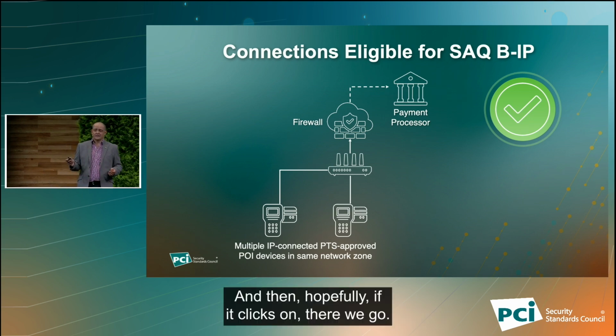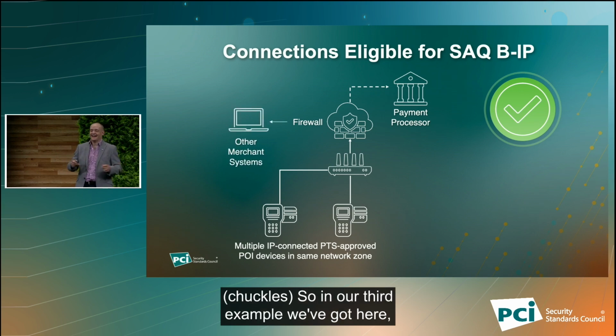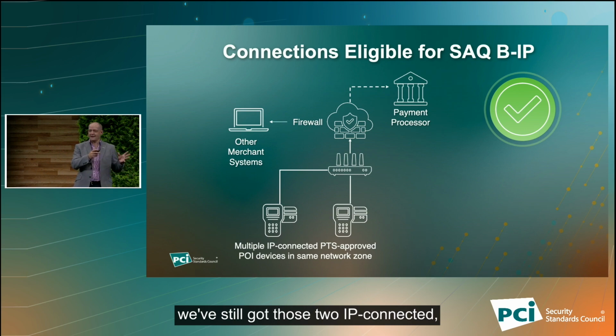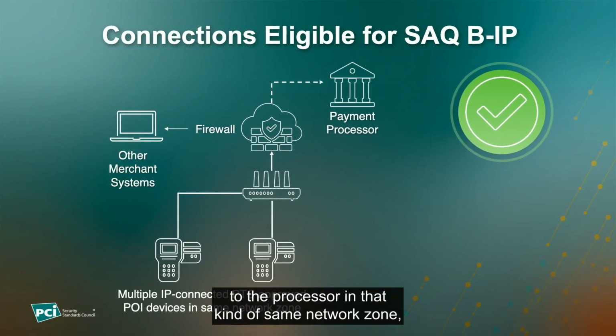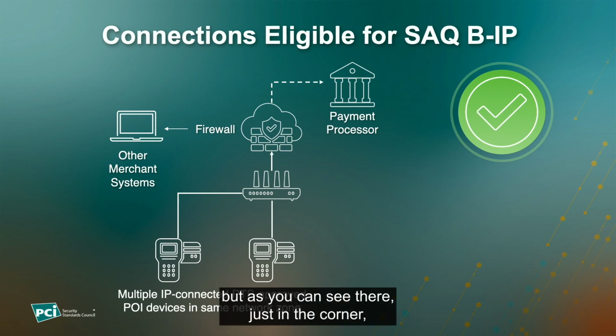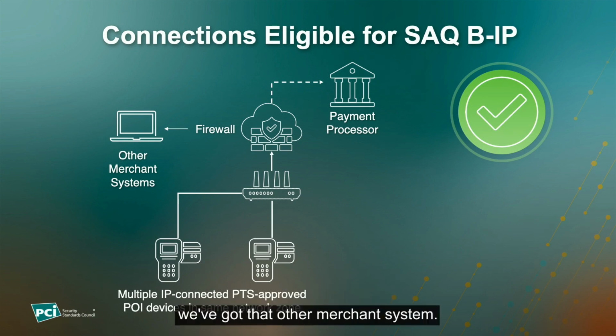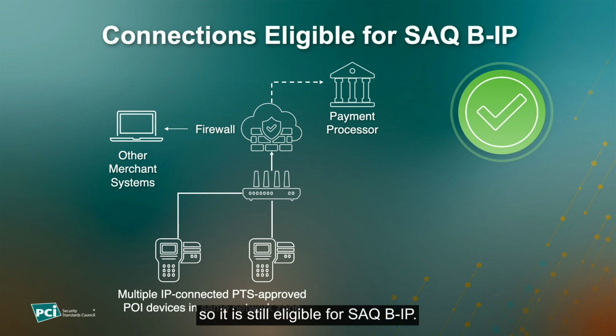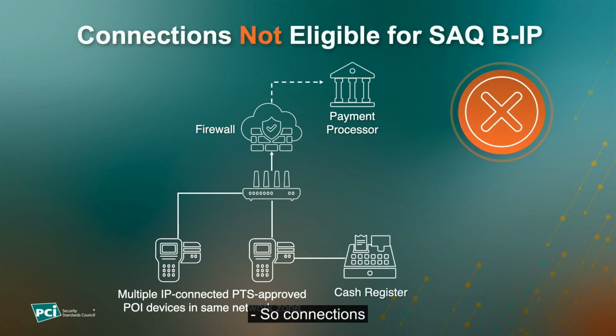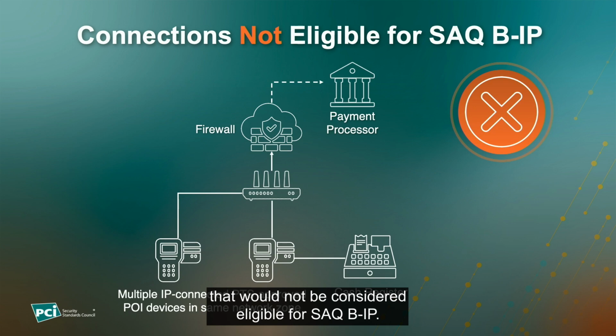And then hopefully, if it clicks on, there we go. So in our third example we've got here, we've still got those two IP-connected, PTS-approved POI devices. They're connecting out to the processor in that same network zone. But as you can see there, just in the corner, we've got that other merchant system. Now, this has been segmented from that network that has those PTS-approved POI devices, so it is still eligible for SAQ B-IP. So now, connections that would not be considered eligible for SAQ B-IP.